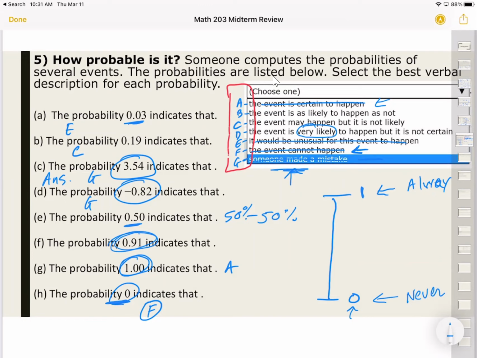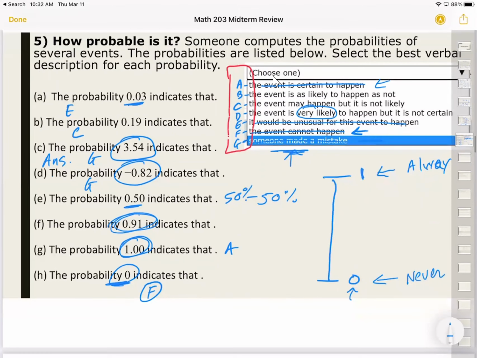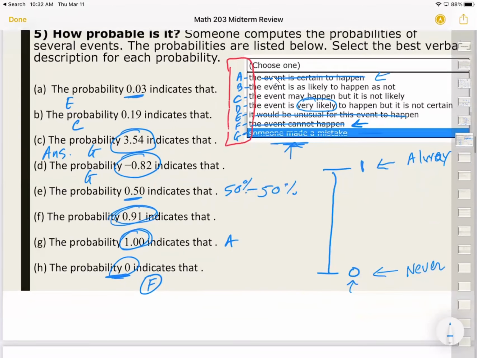Okay. And again, if you see this, just think in terms of your scale, right? Closer to 0, not likely to happen, and closer to 1, likely to happen. Okay. And again, that is just the idea of probability.